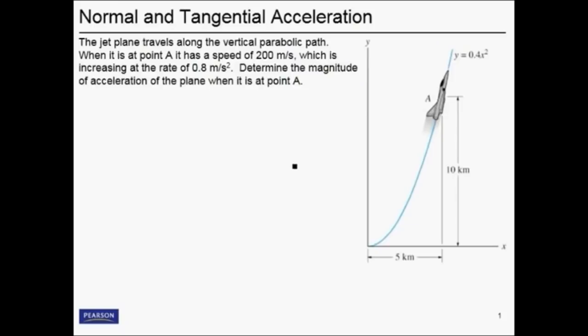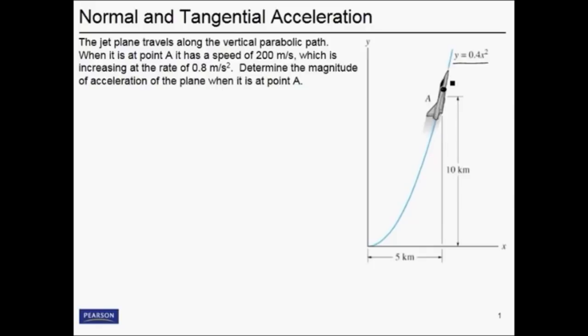In this problem, we're going to consider a way that we can write acceleration using normal and tangential components. So we've got a jet plane. It's traveling along the parabolic path that is shown, and we actually know the equation that describes that path right there. When the jet is at point A, this point right here, we know that it has a speed of 200 meters per second, and we know that that speed is increasing at a rate of 0.8 meters per second squared. Our goal here is to determine the magnitude of acceleration of the plane when it is at point A.